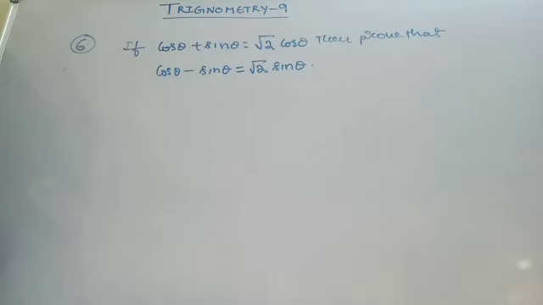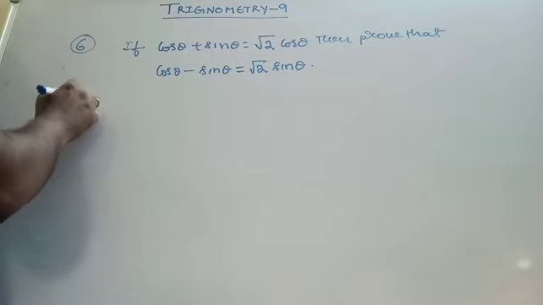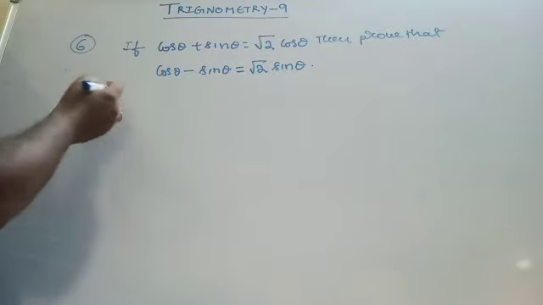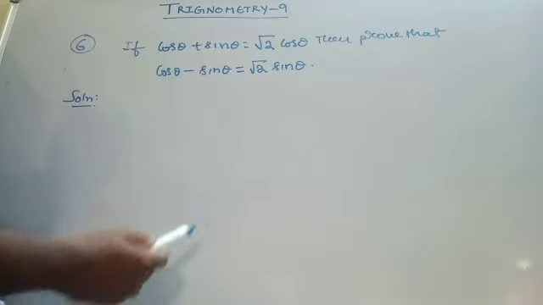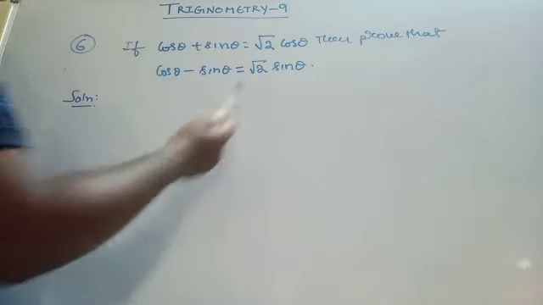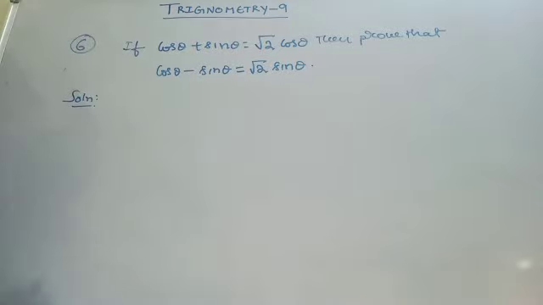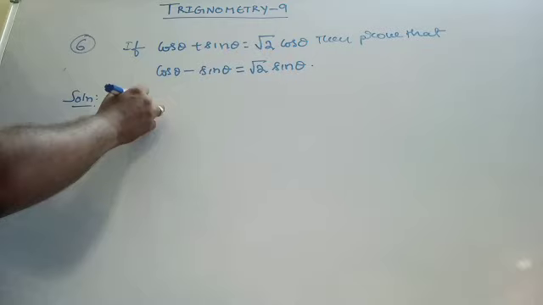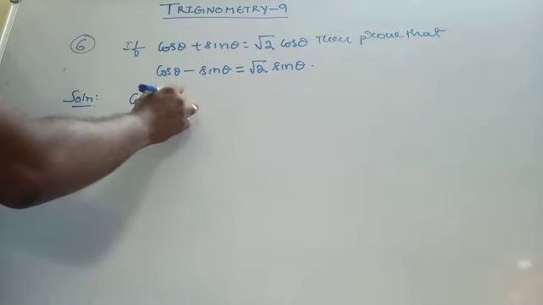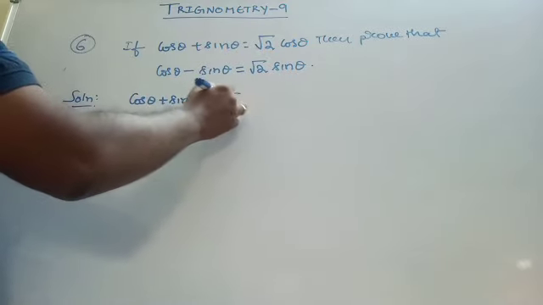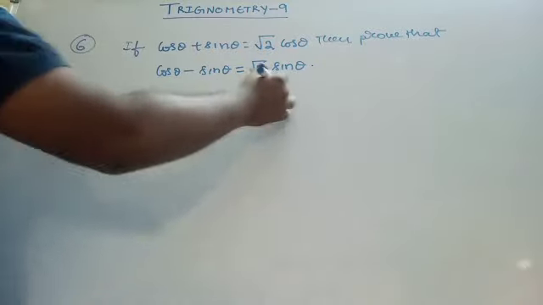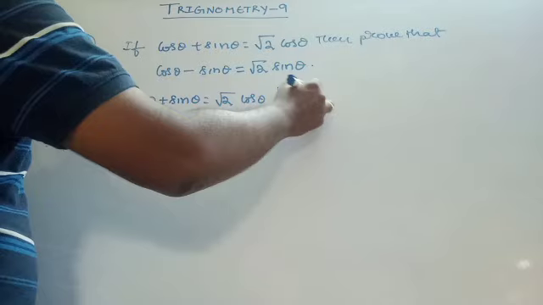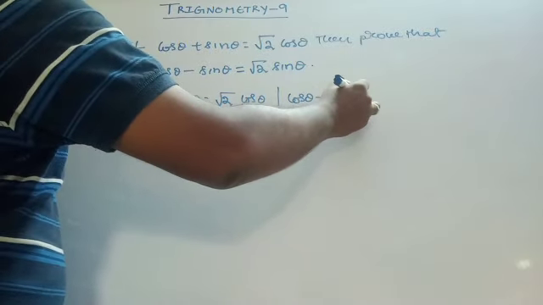Next we have one more fabulous problem, the sixth one. How are we going to do this? They have given that if cos theta plus sine theta equals root 2 cos theta, then you have to prove cos theta minus sine theta equals root 2 sine theta. This is what we are going to prove. Dear students, what they have given is cos theta plus sine theta is equal to root 2 cos theta, and we want to prove cos theta minus sin theta is root 2 sin theta.